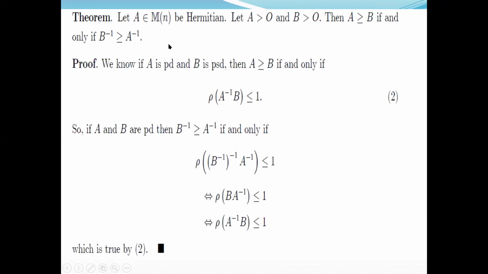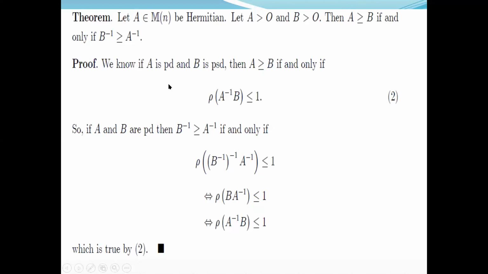Now this is also important. If A belonging to Mn is Hermitian and A and B are positive definite, then A is greater than or equal to B if and only if B inverse is greater than or equal to A inverse. We know if A is positive definite and B is positive semi-definite, then as proved above, rho of A inverse B is less than or equal to 1.